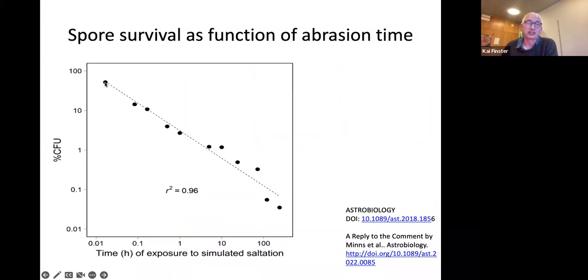Already after a very short time, after 5 minutes under abrasion, you see that 50% of the spores were killed. And this is a power law function. You can see after 100 hours, there was less than 1 per mil of the spores left. So apparently this physical abrasion process is very tough to the spores and kills them very efficiently. This is a result that we published in Astrobiology 2 years ago.